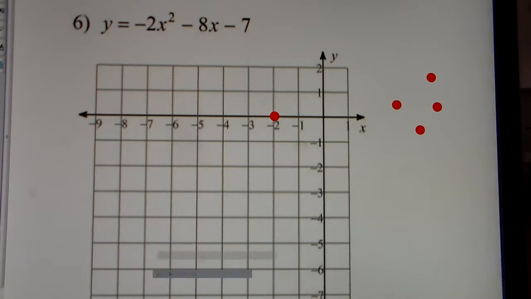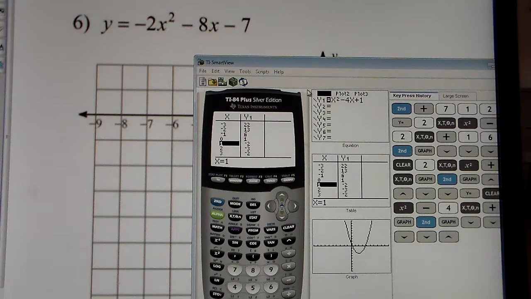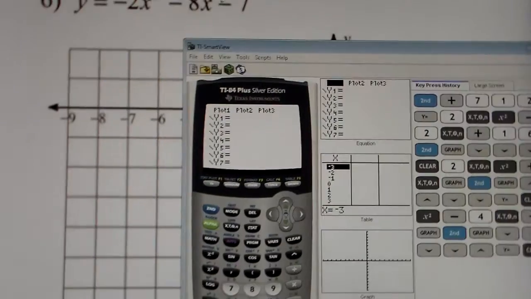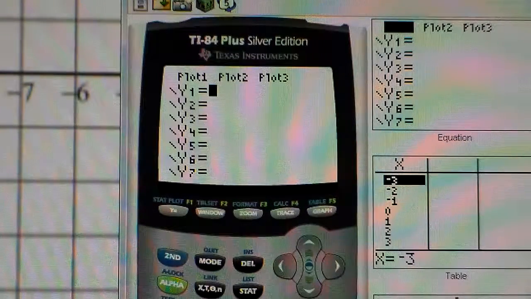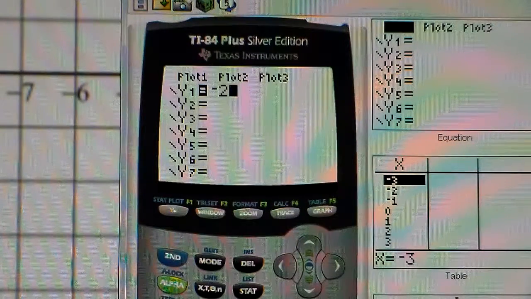To find out exactly where it is, we put it in our graphing calculator. We hit our y equals button and we clear. Let's zoom in. Now that negative has to be the bottom one, the one that's underneath the 3. You have to use that negative button. So negative 2x squared minus 8x minus 7.